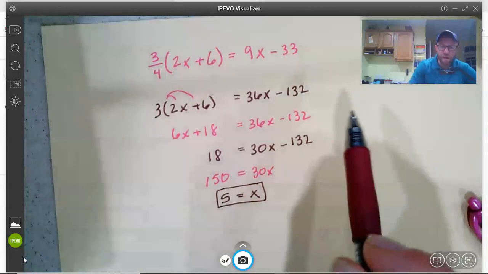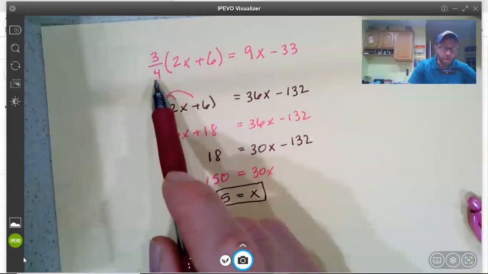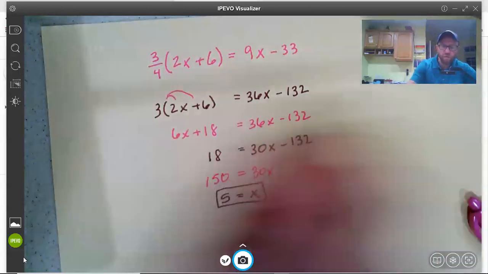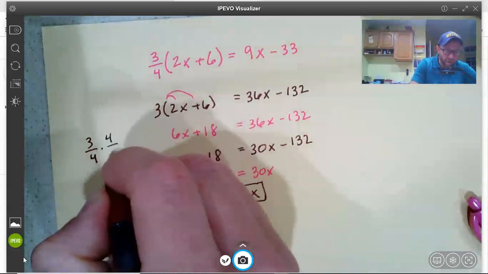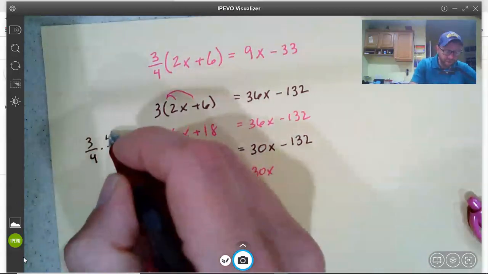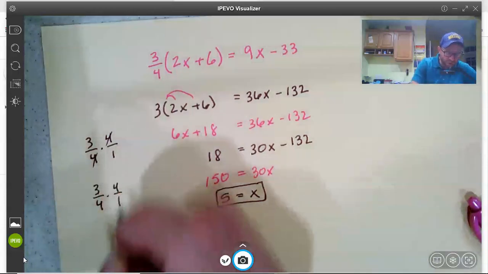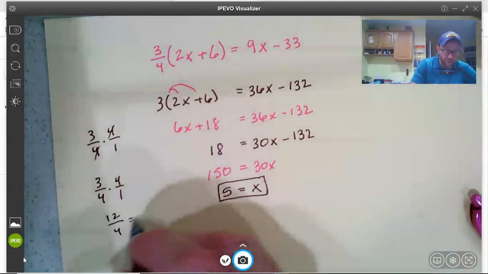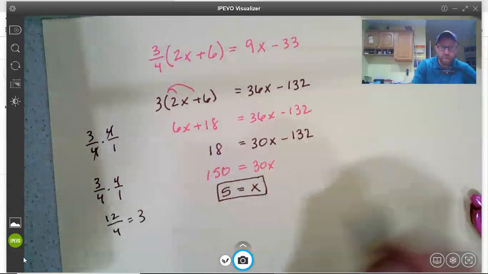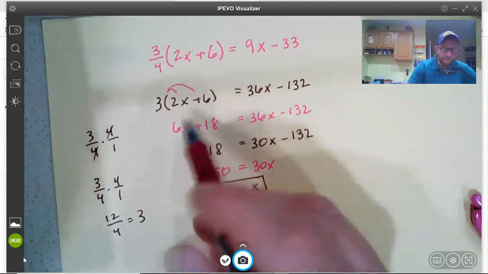So remember, we started out wanting to get rid of this fraction, so we multiplied everything by the denominator of the fraction. So multiplying by 4 turns 3/4 into something simpler. 3/4 times 4 is like multiplying by 4 over 1, and these just cancel. Or if I actually multiply them, I get 12/4, which simplifies to 3. So multiplying by the denominator of the fraction makes the fraction go away.